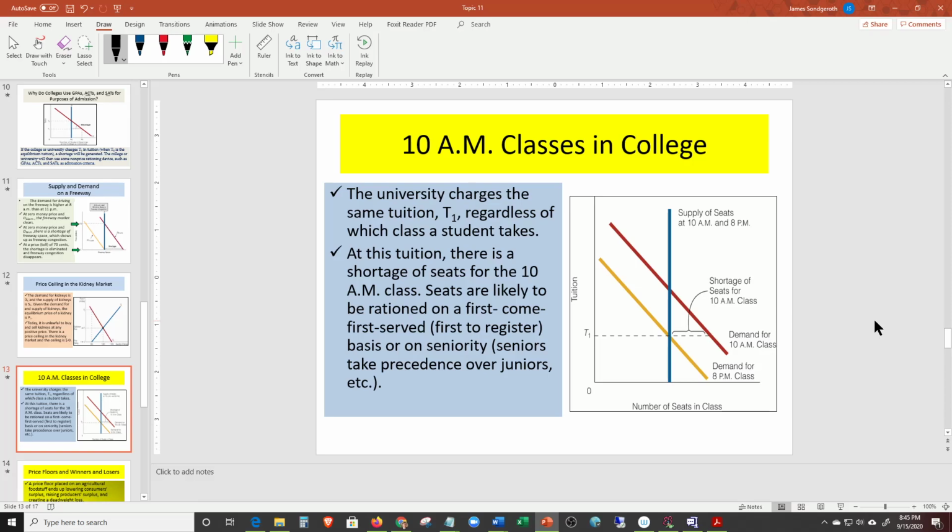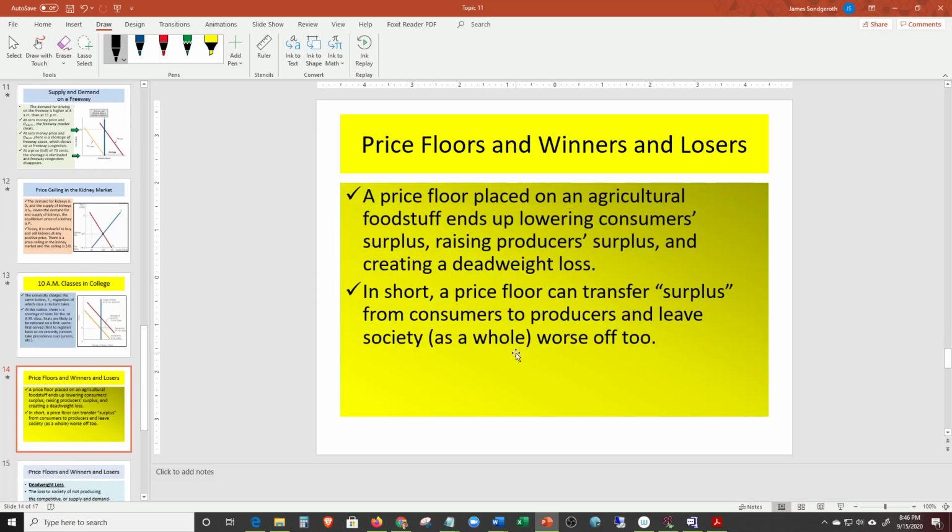10 a.m. classes in college. So I know if you're in college, you would prefer to go to class at 10 a.m. than 8 p.m., maybe even 8 a.m. or 7 a.m. ACC used to have classes that started at 7 a.m. Some of the legislatively required classes continued to make, but economics classes couldn't make it at 7 a.m. But at 10 a.m. and noon and 1 p.m., yes. In fact, those filled up right away, so you'd have a shortage.